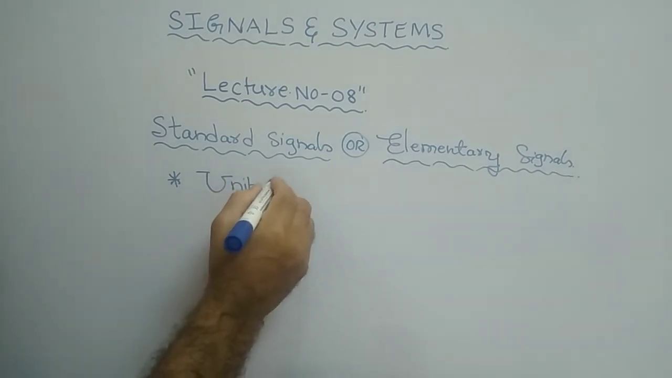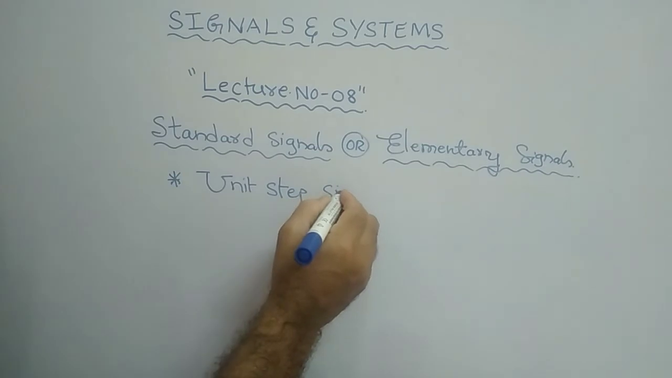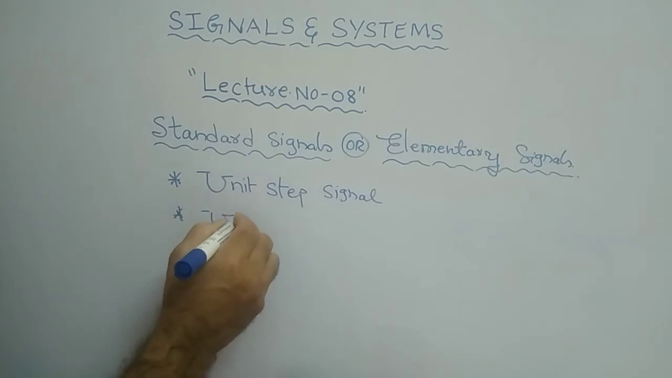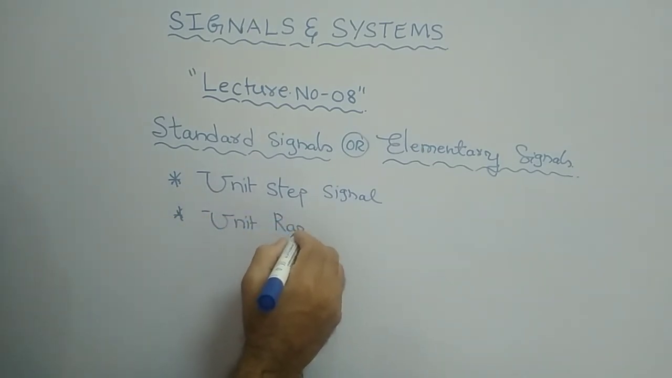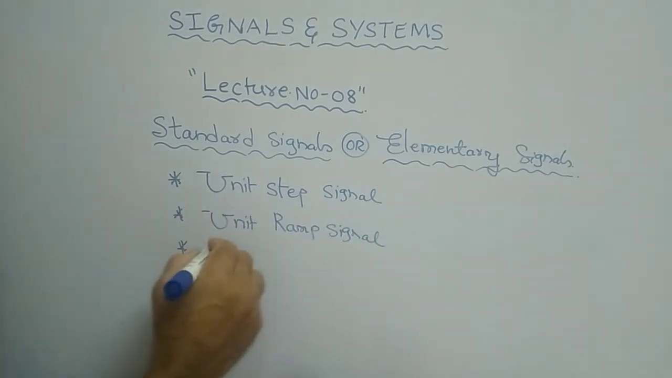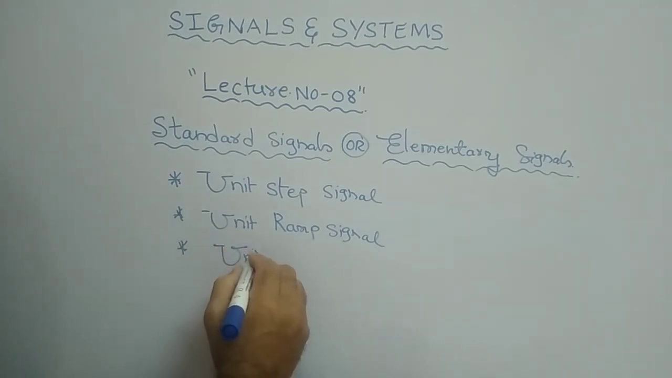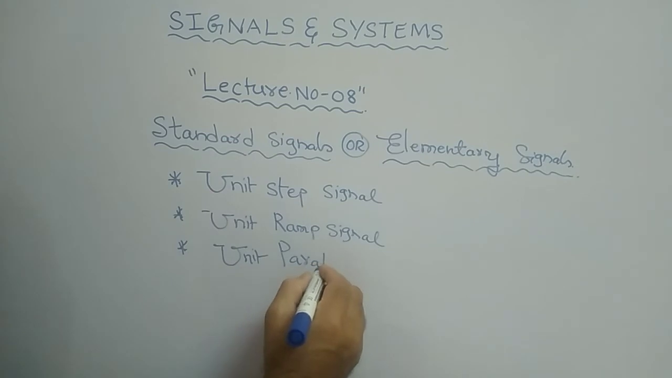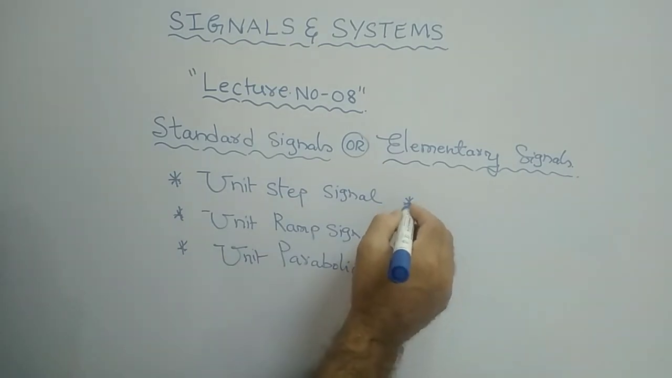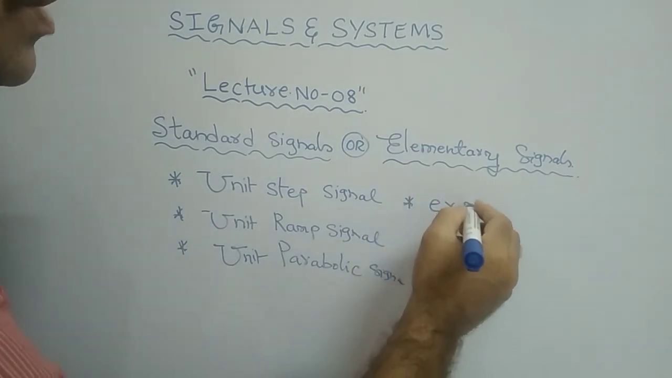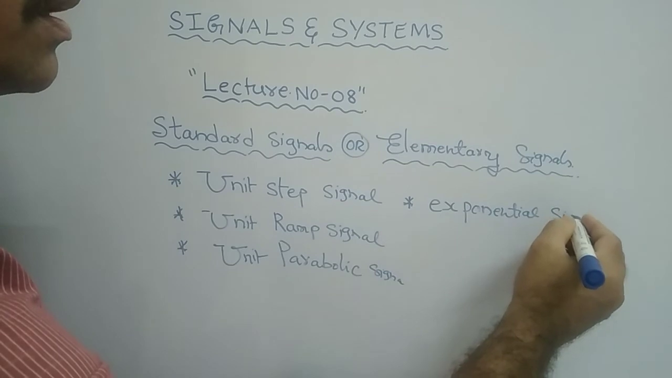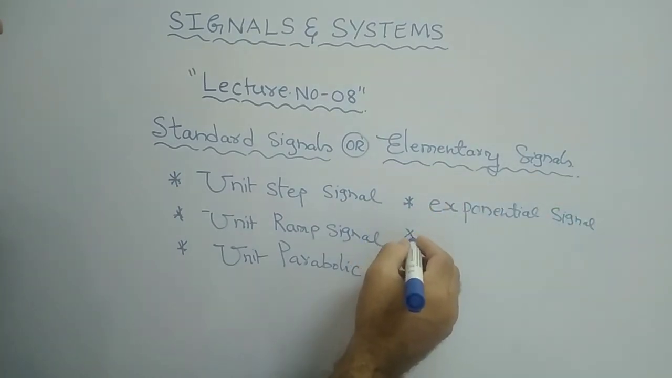The first standard or elementary signal is the unit step signal, the second one is the unit ramp signal, and the third one is the unit parabolic signal. The next one is the exponential signal, and next is the impulse signal.